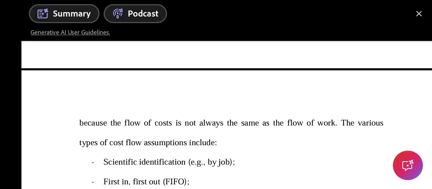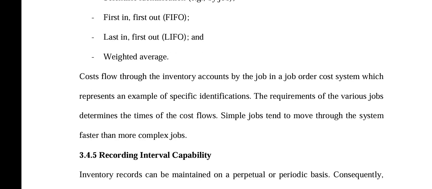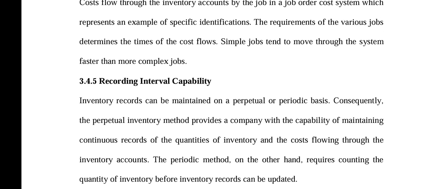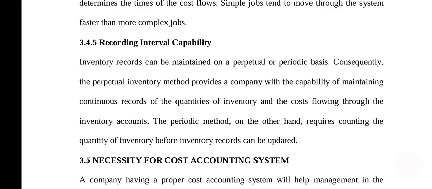Here we have the types of cost flow assumption where we talk about specific identification, first in, first out, which is FIFO. We have last in, first out, LIFO. We have the weighted average, and like that. We also have the simple average method, maybe it was not captured here, which is SAM. Then the last one we have is the recording interval capability.